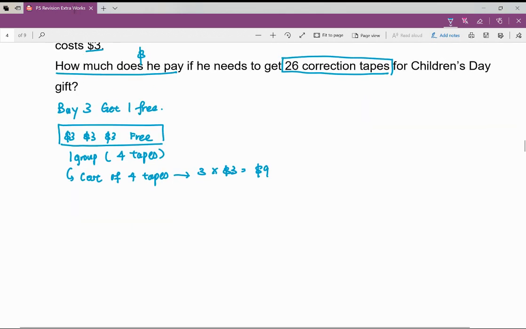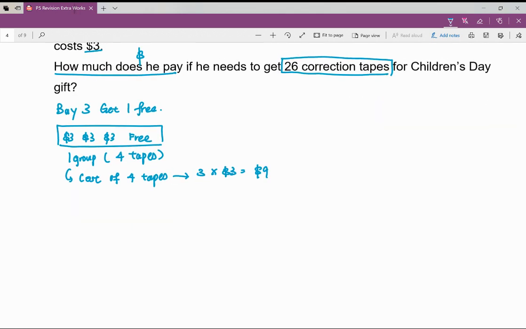Okay. Now next, how much does he pay if he needs to get 26 correction tapes for Children's Day gifts? So I'm given the number of tapes, and each group is 4 tapes. So how many groups of what in what? So I told you to always put in the one in the back first.